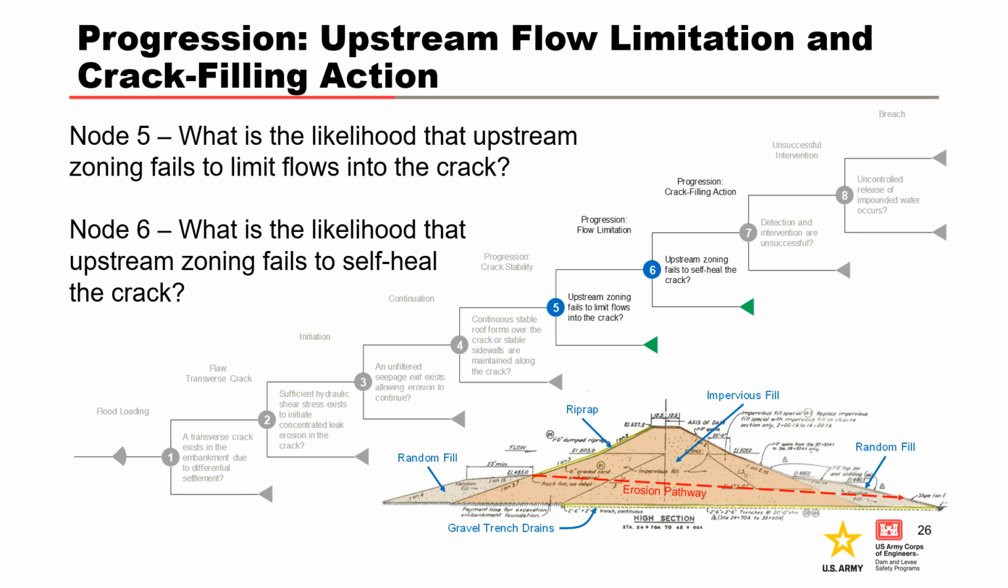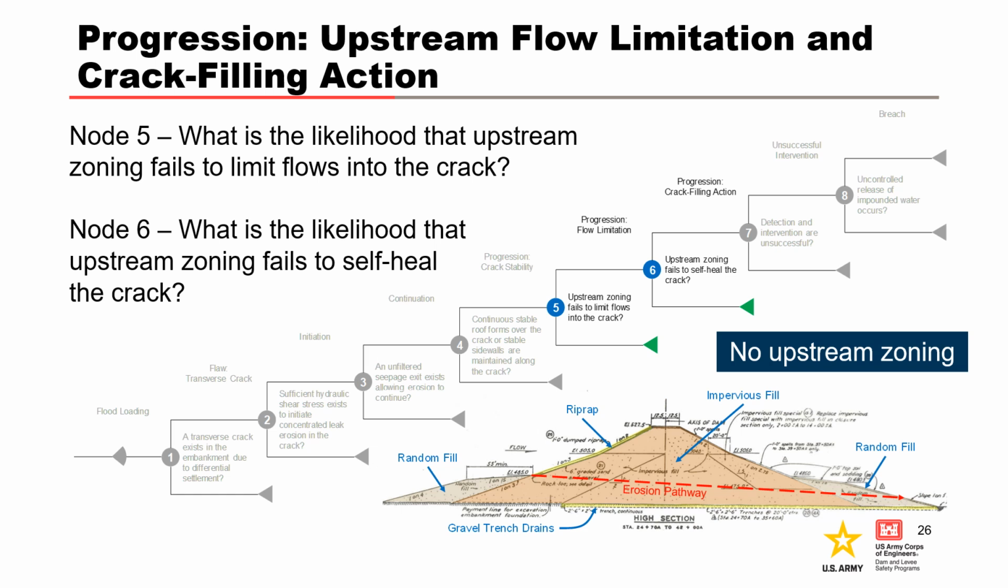For nodes 5 and 6, what is the likelihood that upstream zoning fails to limit the flows into the crack, and what is the likelihood that upstream zoning fails to self-heal the crack? Both of these progression nodes require an upstream zone for flow limitation and crack filling action. As shown in the embankment cross-section, this is essentially a homogeneous embankment dam comprised of silty clays and clay silts. There are no upstream zones or facing elements that could limit flows from the reservoir to arrest erosion by reducing the hydraulic shear stresses below critical values.